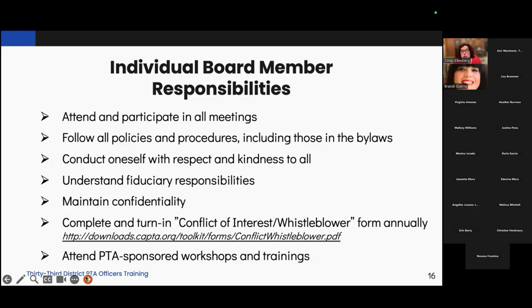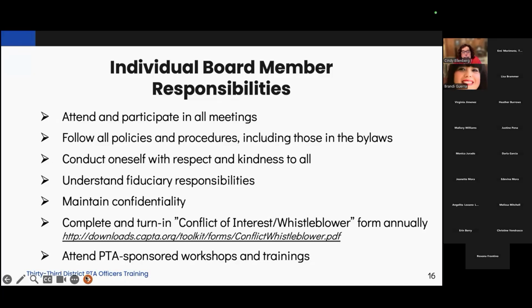Each board member should complete and turn in a conflict of interest whistleblower form annually. Basically, it says that we are being responsible for the fiduciary assets of our unit or council. Each level has their board, so that board needs to fill out a separate conflict of interest whistleblower form.